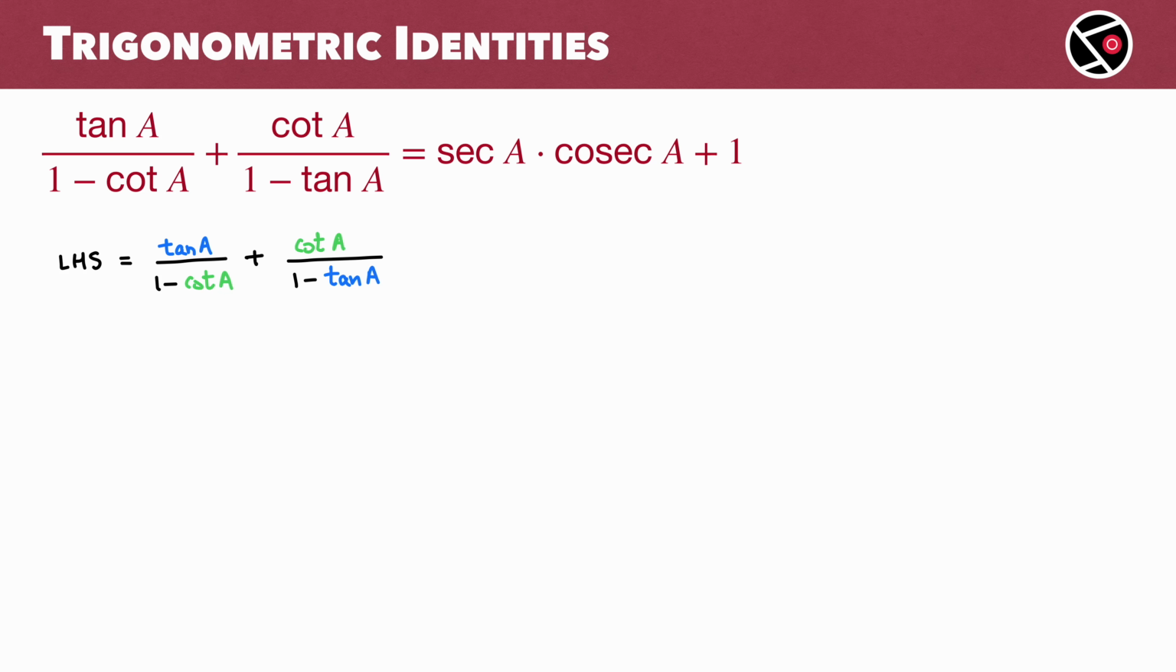side. We replace tan A with sin A by cos A and cot A with cos A by sin A. This gives us sin A over cos A over 1 minus cos A by sin A plus cos A by sin A over 1 minus sin A by cos A.